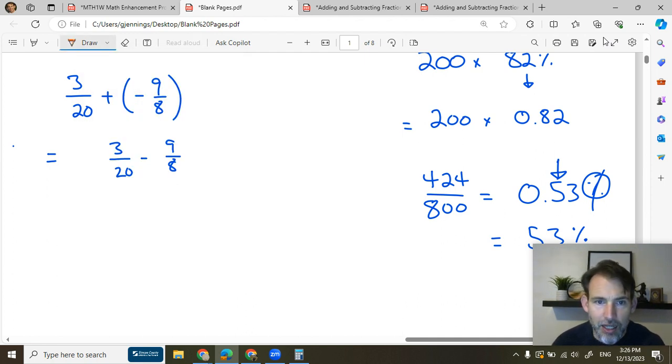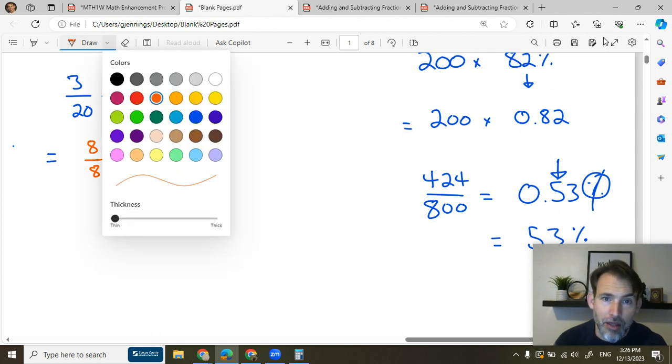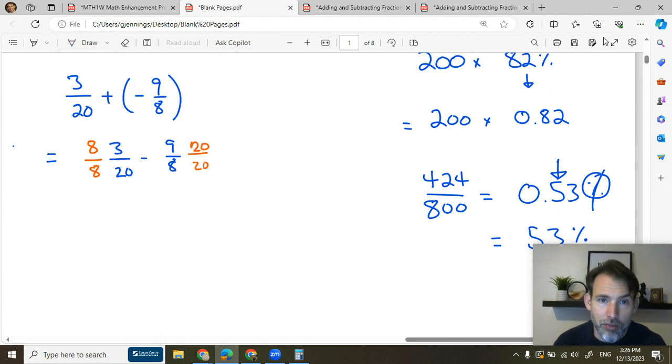Okay. And I'm going to take that number over there, 8, and multiply top and bottom. And this number over there, 20, and multiply top and bottom. I'm allowed to do that because you're allowed to multiply things by 1. They don't change. 8 over 8 is 1. 20 over 20 is 1. All right. And now we will get a common denominator. So I do these multiplications.